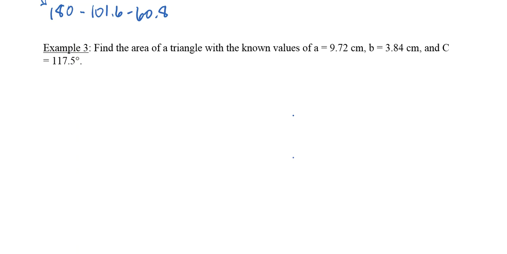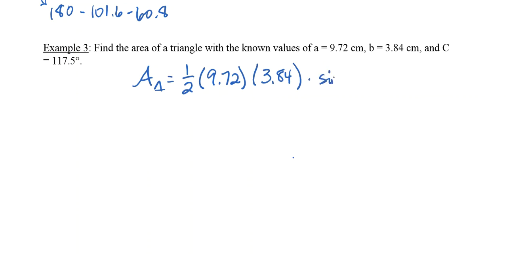So we're going to find that area of our triangle. It's going to be 1/2 times 9.72 times 3.84 times the sine of 117.5. The nice thing is we just get to plug that in, letting our calculator do all the hard work for us. And so we end up with an area that is approximately 16.6 centimeters squared.